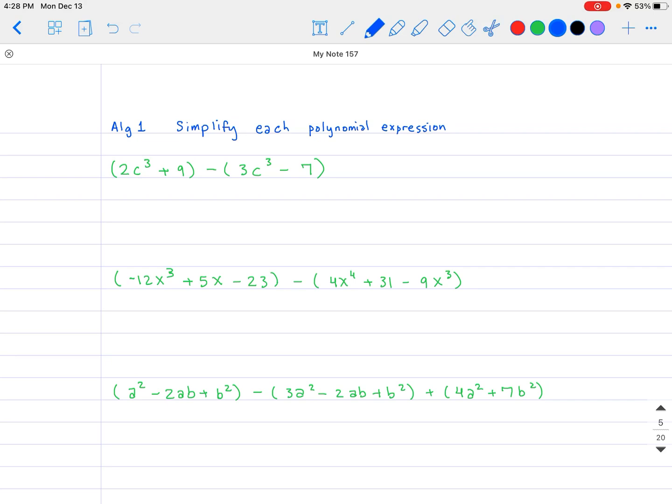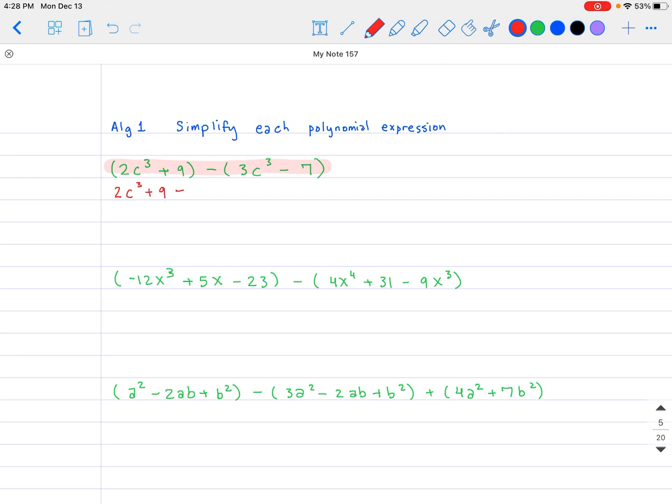So let's dive straight into our first problem, where we have in parentheses 2c cubed plus 9, and then minus, in parentheses, 3c cubed, and then minus 7. If you're thinking about order of operations, the first thing we want to do is get rid of the parentheses. So let's clean that part up. The first part, I don't think there's much to clean, so that's still going to be 2c cubed plus 9.